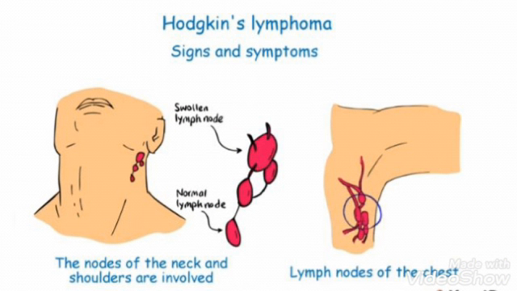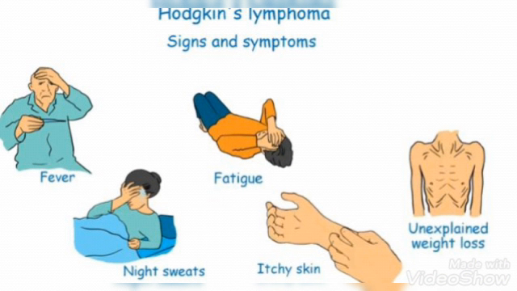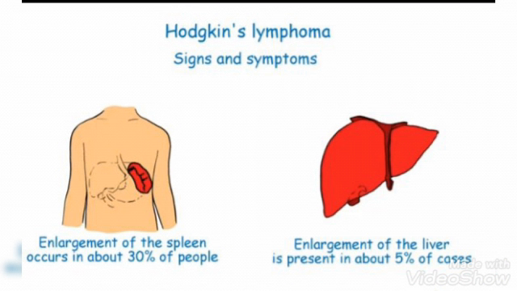Now, signs and symptoms in case of Hodgkin's lymphoma. Firstly, there will be involvement of the nodes of the neck and shoulder region and of the chest area. There will be swollen lymph nodes, and axillary, mediastinal, inguinal and abdominal lymph nodes may also get involved. Other features are fever, night sweats, fatigue, itchy skin, weight loss, anemia and bone pain. These are all B stage symptoms. Stage A is absence of the symptoms, which signifies better prognosis.